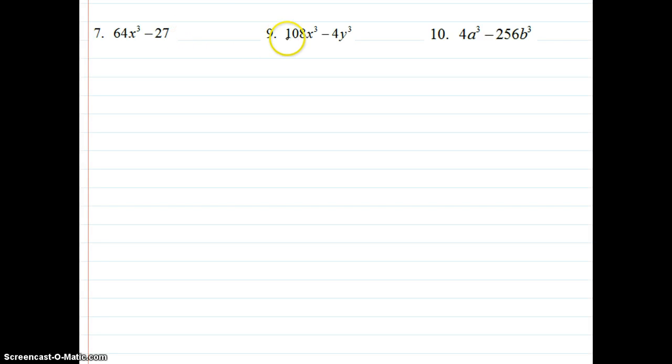So as we look at the next group of problems, notice that I have 7, 9, and 10 grouped together. And as you look at these, you see the cube, so we're probably going to use our difference of cubes formula. So let's go ahead and write the formula that we're going to use. So it's going to be a minus b, and then a squared plus ab plus b squared.